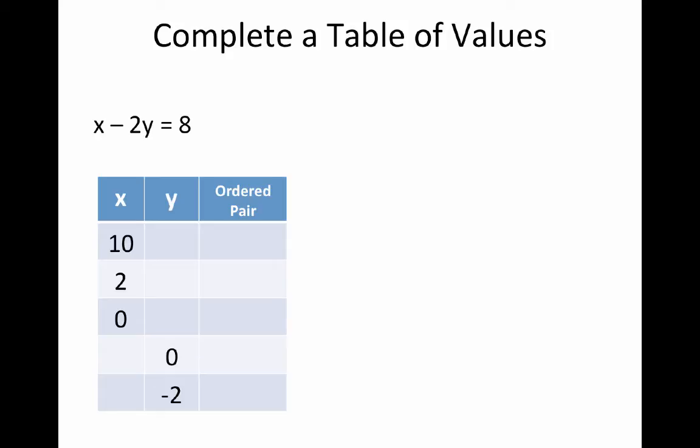We can also complete a table of values, just like we did the last one. So if x is equal to 10, we can plug that into the equation x minus 2y is equal to 8. We'll have 10 minus 2y is equal to 8, or when we solve for y, we'll get y is equal to 1. And I can write the ordered pair 10, 1. Go ahead and do the same thing for the rest of the values that are shown in that table, and then check your work. Pause the video while you're doing that.